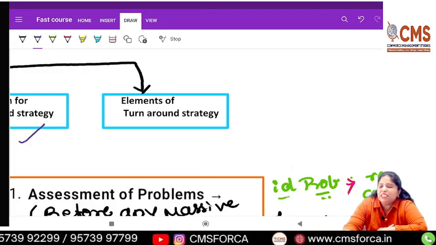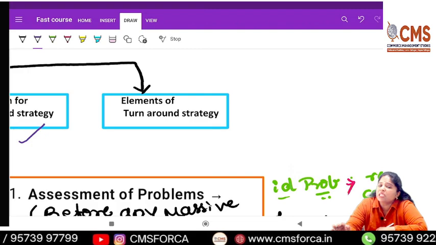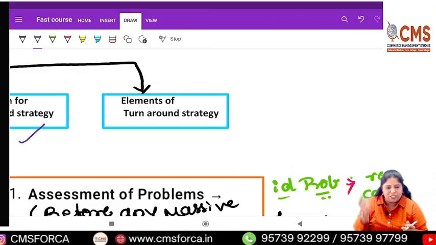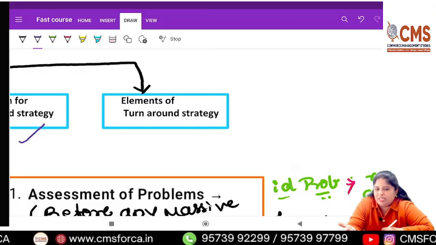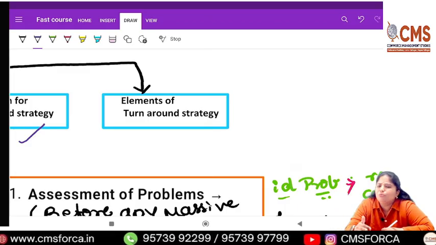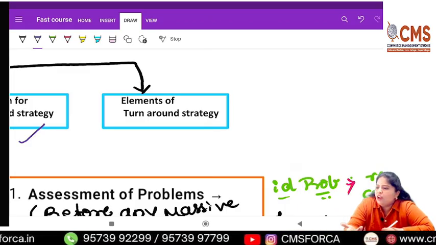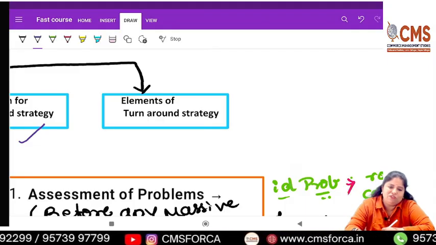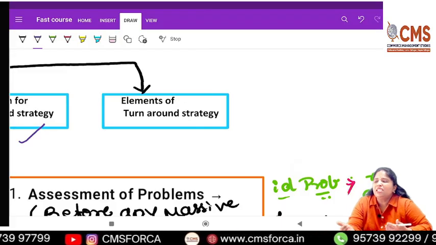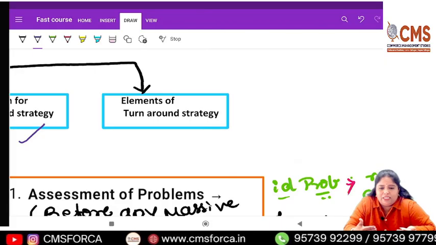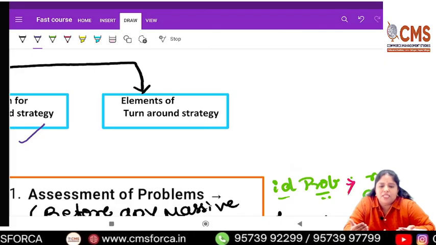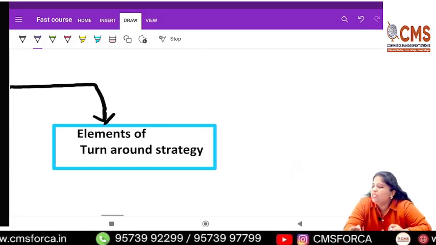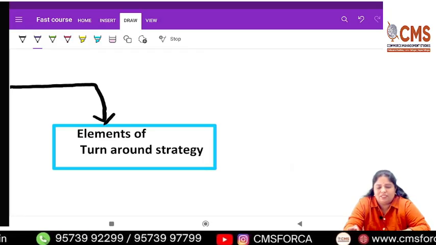Maybe these elements help the turnaround strategy go successful. So it's not mandatory that a turnaround strategy an organization has opted for will go successful all the time. Can I say turnaround attempts also might fail? Turnaround attempts also might fail, right? So if you concentrate more on the elements of turnaround strategy, there is a high possibility that turnaround strategies might succeed. So now let's talk about what are the elements of turnaround strategy.